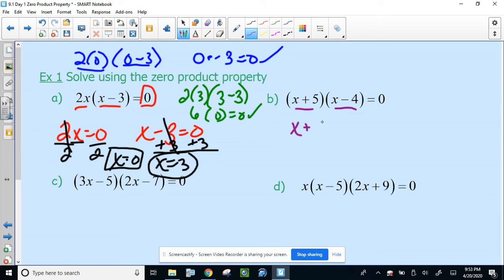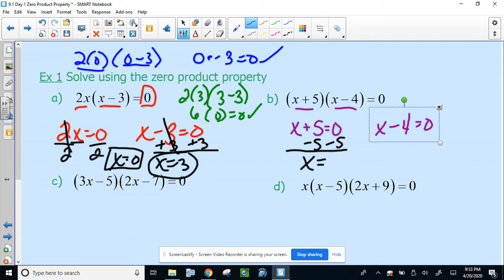So I have x plus 5. That's one factor. I'll set it equal to 0. And I have x minus 4. There's my other factor, and I'll set it equal to 0. And so then we're just trying to solve this. So if I wanted to solve for x, I would subtract 5 in both cases, both sides, so that 5 minus 5 goes away, and 0 minus 5 is just negative 5.